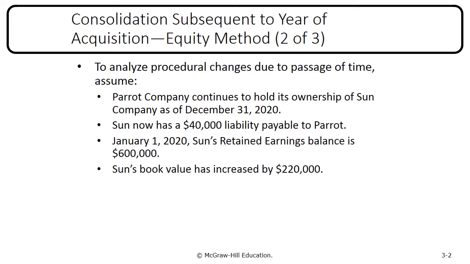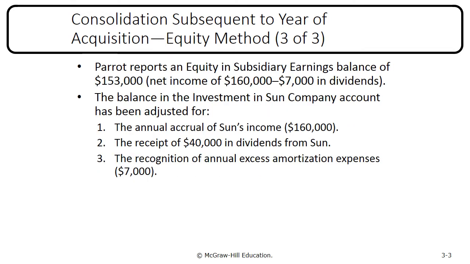So if you're sitting there thinking, what does that mean? Make a T account, show the net income for the last 3 years on the debit side, and remember the initial purchase price of Sun was $800,000. So you want to make sure that's in the debit column as well, and then decrease it on the credit side for all those dividends in that prior table. Parrot reports equity in subsidiary earnings of $153,000. So we're going to be seeing that when we're looking at consolidation.